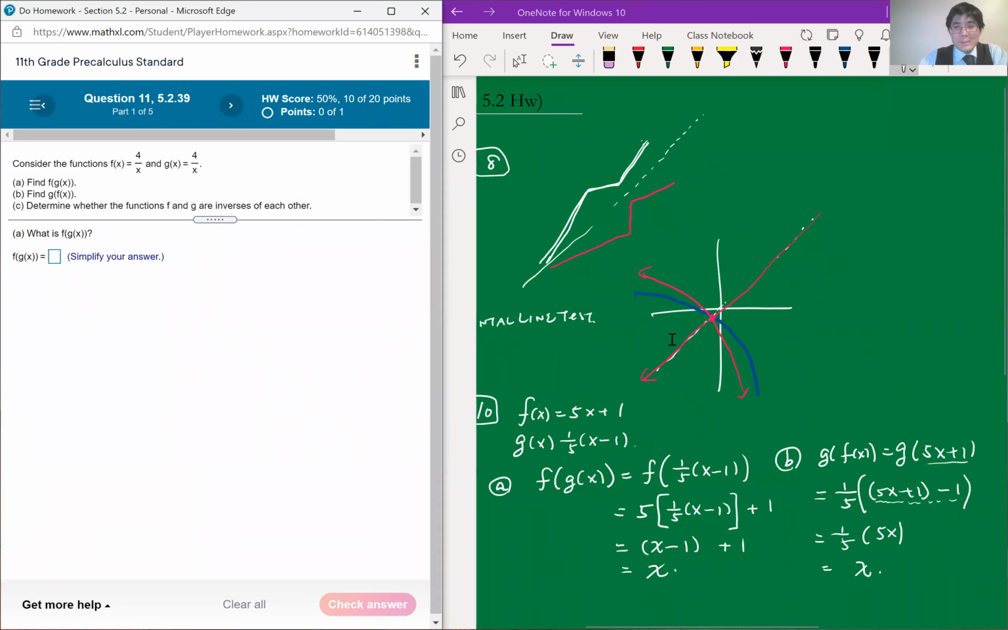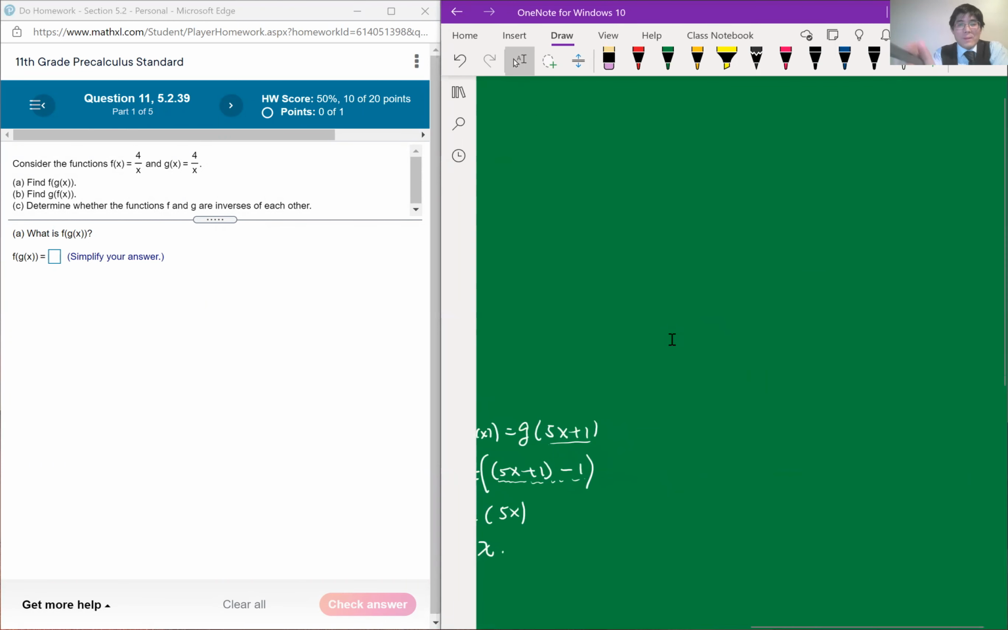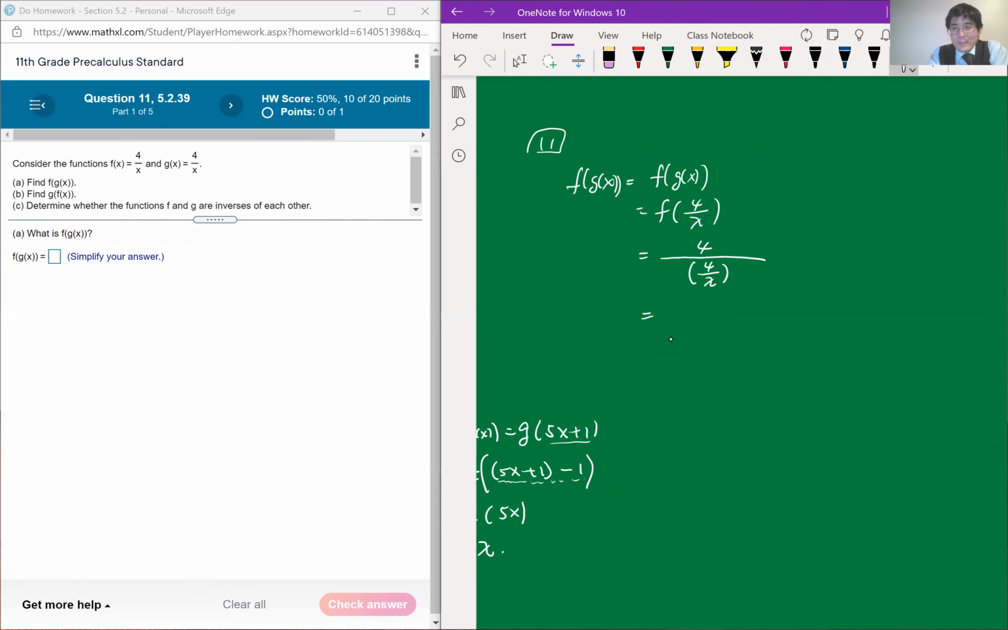Okay, so this is like the same question, but with a fraction, a rational expression. So let's say f of g of x, this is question 11. That is equal to f of 4 over x, which is 4 over input. This is a fraction inside a fraction. Let's multiply top and bottom by x. So the numerator becomes 4x, while the denominator becomes 4. So that's going to be reduced to x.